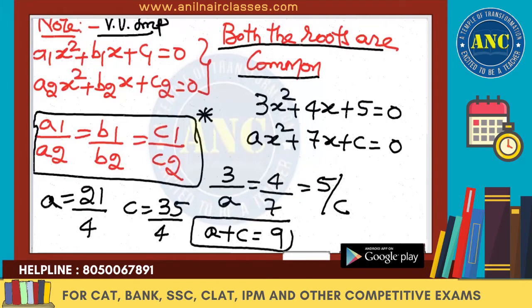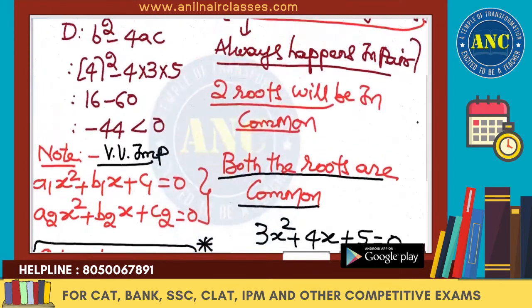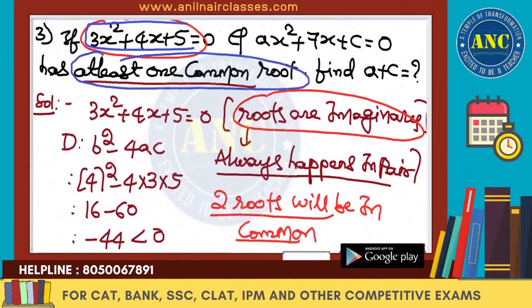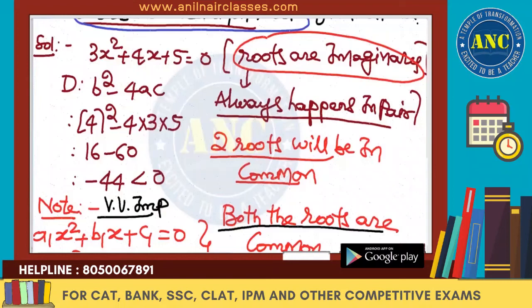Very, very good question. Even though it says at least one root is common, D is less than 0. For 3x² + 4x + 5 = 0, D is minus 44, which is less than 0. Discriminant less than 0 means the roots are imaginary. Imaginary roots always happen in pairs. That means both roots will be in common.